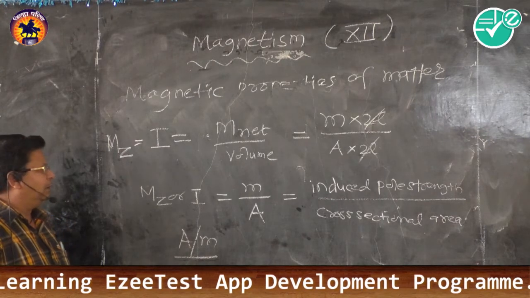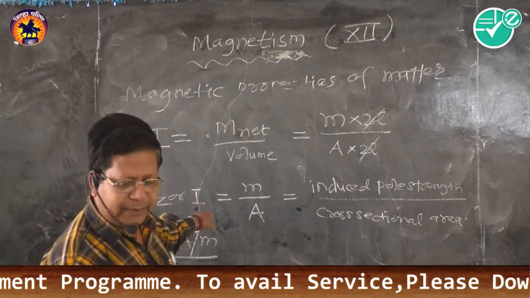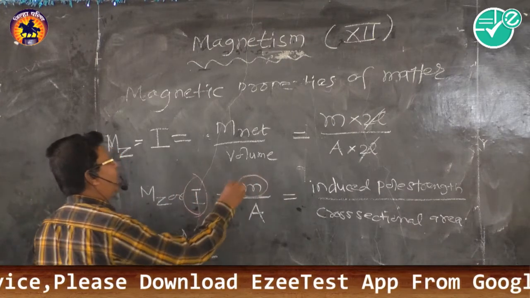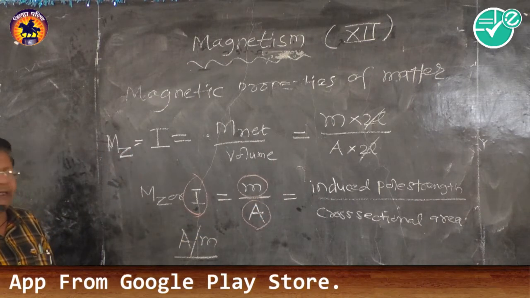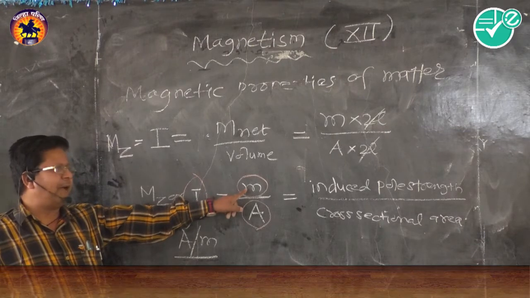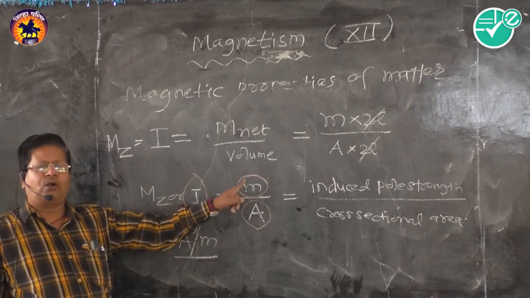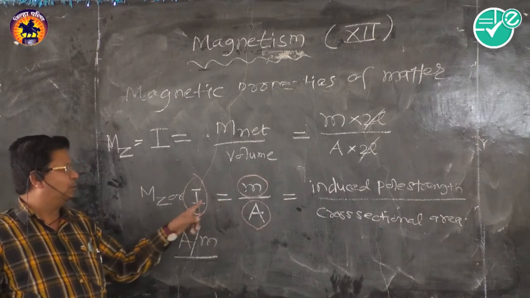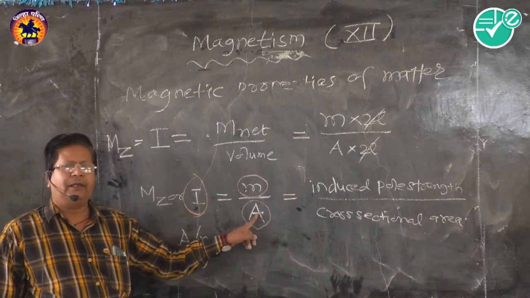Using the second formula, intensity of magnetization I is equal to small m, that is pole strength, divided by area. From this formula we can calculate the pole strength of a bar magnet, solenoid when current passes through it, or toroid when current passes through it. The magnetic pole strength is equal to intensity of magnetization multiplied by area.